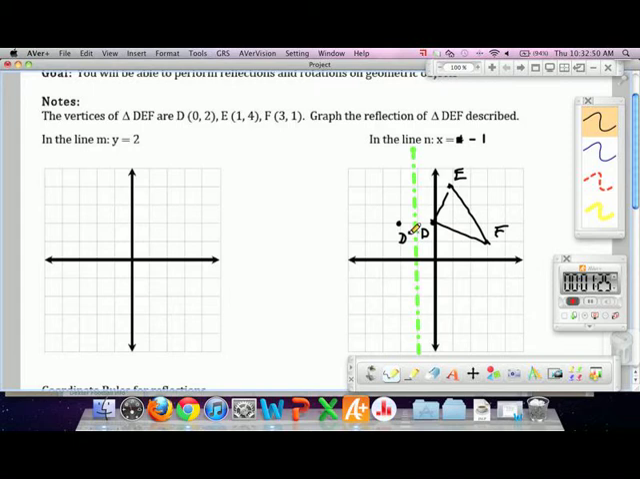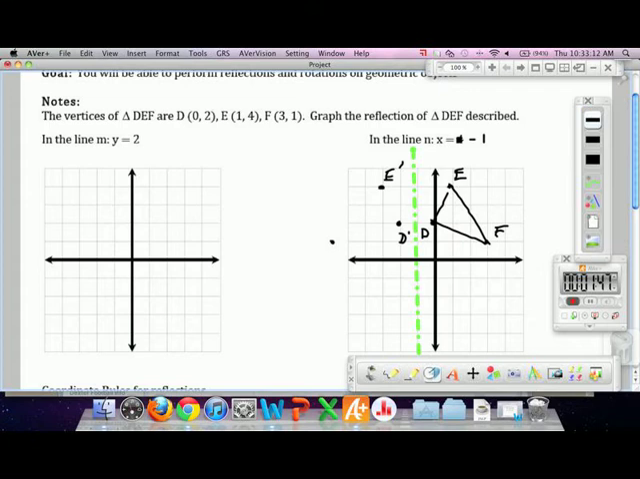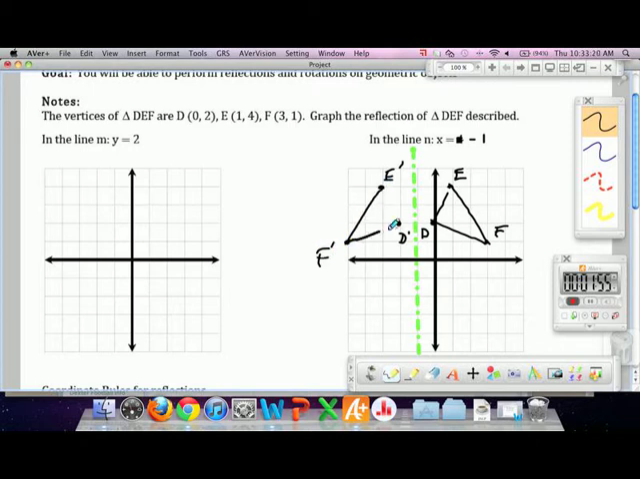If E was 2 away from the line on the right, it's now 2 away from the line on the left. And if F was, what, 1, 2, 3, 4, 5 away from the line on the right, it'll be 5 away from the line on the left. 1, 2, 3, 4. Wait, did I miscount? 1, 2, 3, 4. Yeah, only 4. That makes life a lot better. 1, 2, 3, 4. On the left is F prime. And voila. We've got a reflection about a given line.